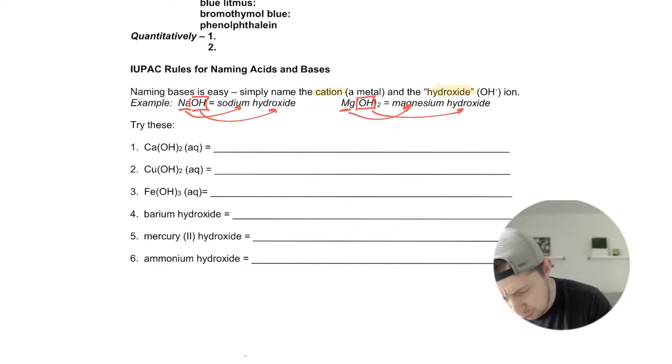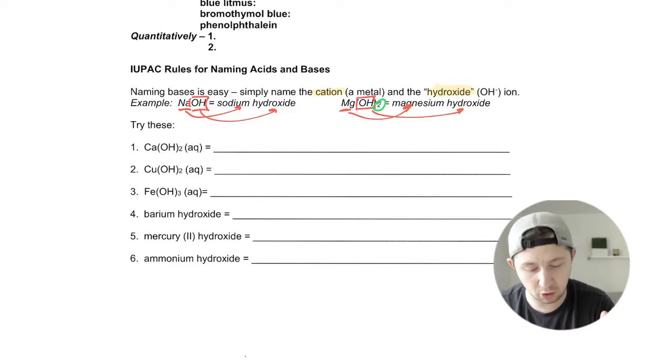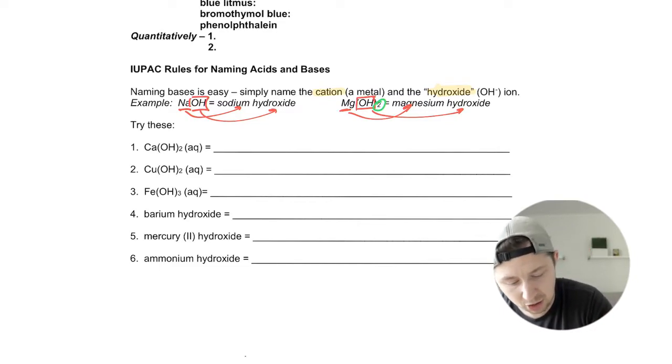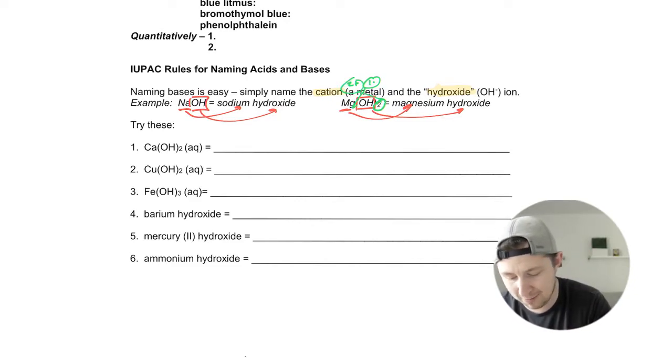Now, unlike molecular compounds, these little numbers here don't tell us what we need to do as far as naming. It's just like ionic compounds. All we're saying here is that magnesium is a 2+ charge, hydroxide is a 1-, and so we need 2 hydroxides for every 1 magnesium. So it doesn't affect our naming at all.